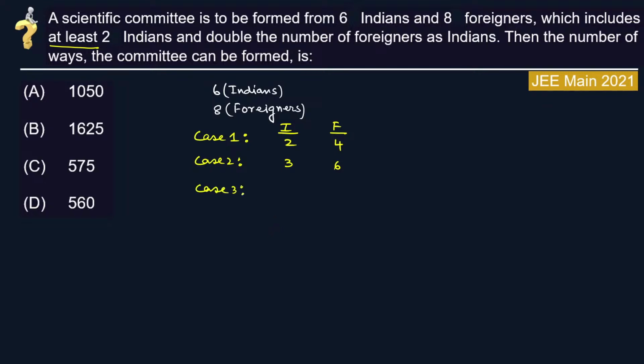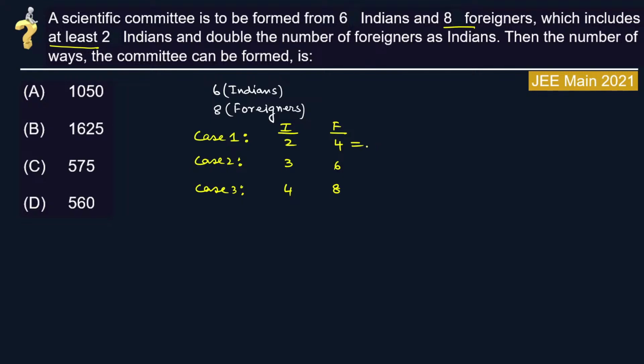Case 3. If 4 Indians are there, then there will be 8 foreigners. Now no more cases will come here, because if I choose 5 Indians, then there should be 10 foreigners, but only 8 foreigners are available to us to form the committee. So no more cases will be formed.